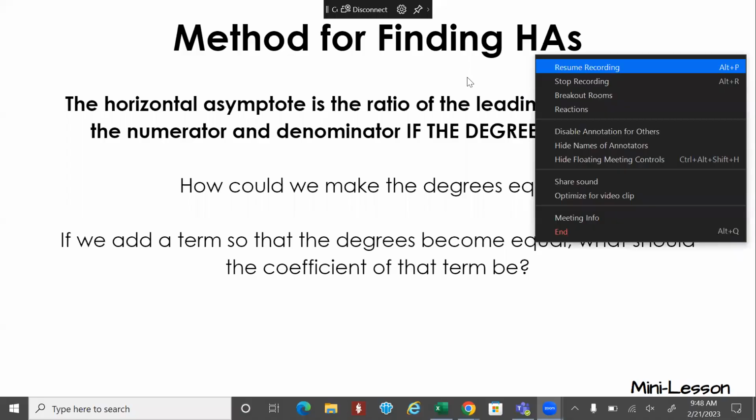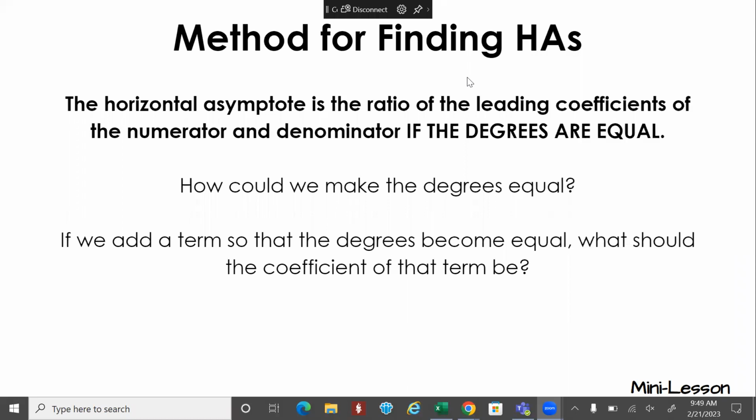So last week on Dragon Ball Z, we learned about vertical asymptotes, and then we learned about poles in the graph. So today we're learning about the horizontal asymptote. The horizontal asymptote is going to be the ratio of the leading coefficients of the numerator and the denominator if the degrees are equal. Okay, so you're writing down everything in the pink.